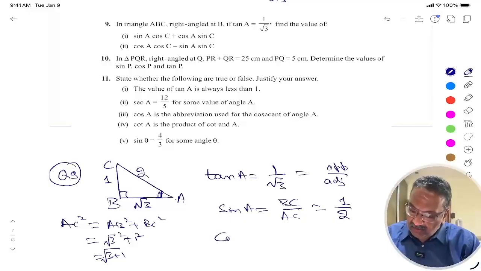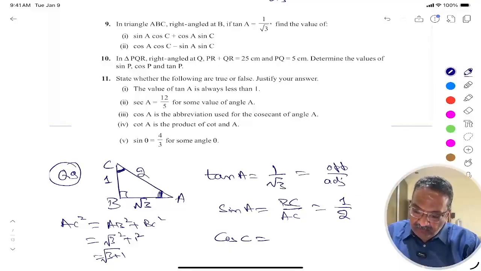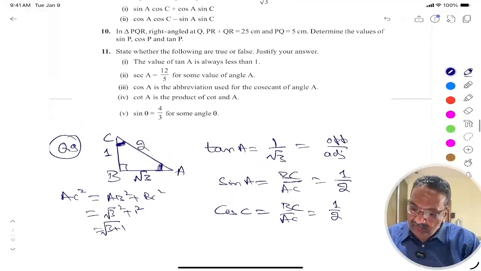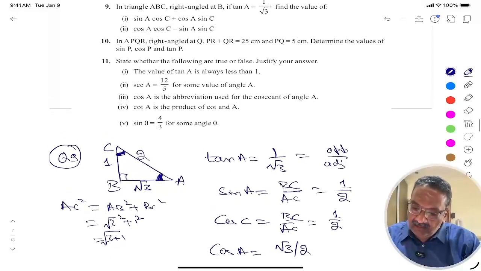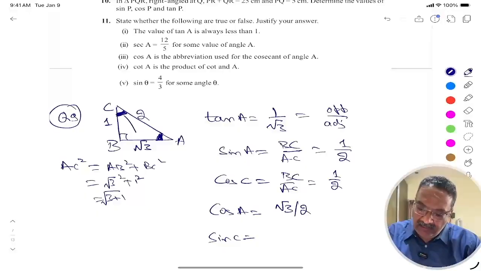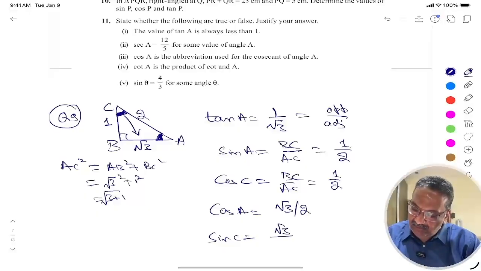Then they have asked for cos C. What is cos C? This is angle C. So adjacent to angle C, adjacent by hypotenuse. So BC by AC, which is also equal to 1 by 2. Similarly, we want cos A. Cos A is adjacent by hypotenuse, root 3 by 2. And there was sin C. Sin C will be opposite to angle C, that is root 3 by hypotenuse, root 3 by 2.